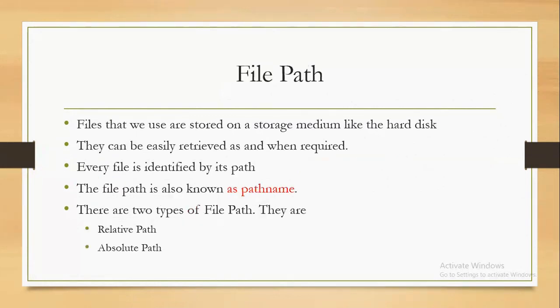Next is about file path. File path is the exact location of a file which is stored in any storage medium. With the help of file path, we can easily retrieve the content of the file whenever it is required. So every file is identified by its file path only. The file path is also referred to as path name. There are two types of file path or path name available. They are relative path and absolute path.